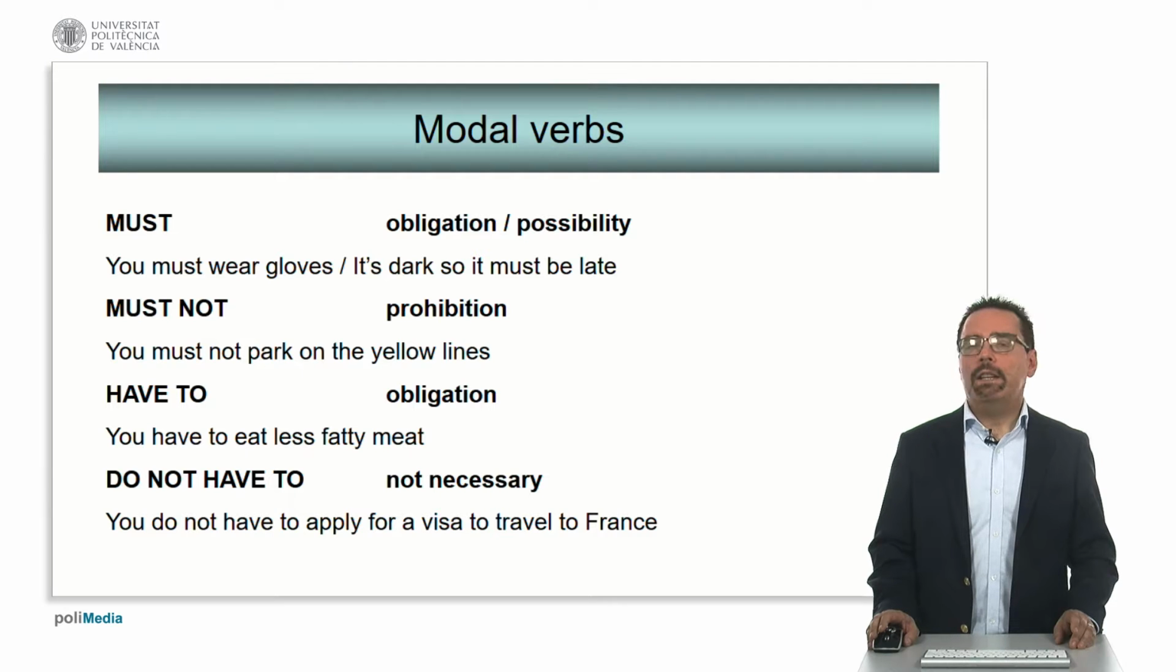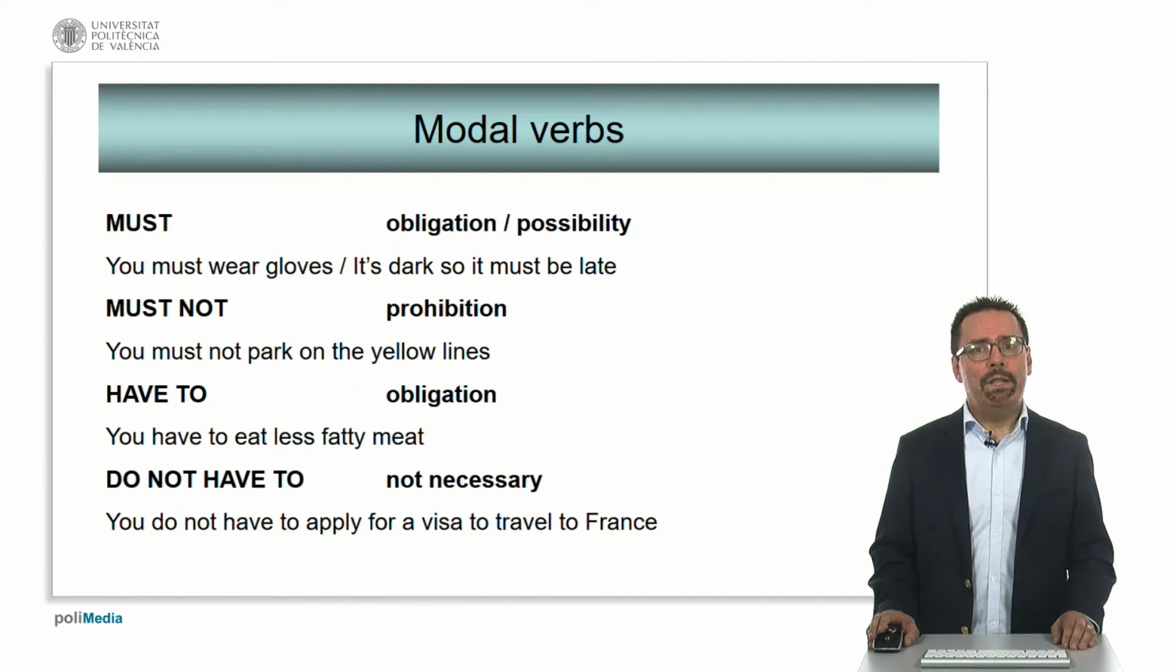Must in the affirmative can have the meaning of obligation or possibility. As an obligation, we can have: you must wear gloves. It's an obligation, a rule. Whereas in the possibility meaning, we have the following example: it's dark, so it must be late. Must not implies a prohibition. For example, you must not park on the yellow lines. You are not allowed, so it's a prohibition.